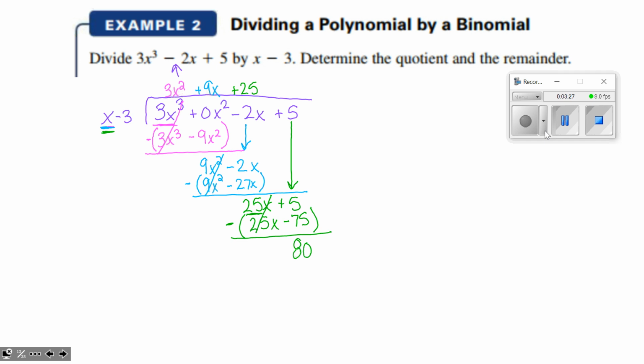All right, so let's talk about what this means. It says determine the quotient and the remainder. So the quotient is the 3x squared plus 9x plus 25. The remainder is that leftover. So we got plus 80, and it's 80 out of x minus 3, that thing I divided by. So this is the remainder, and this one in pink, that is the quotient. So the quotient is that function you get. The remainder is the 80.